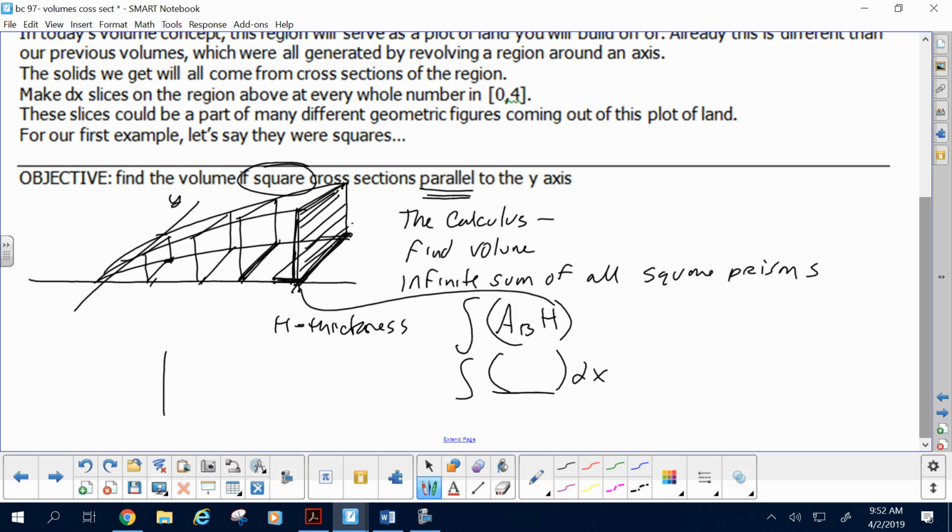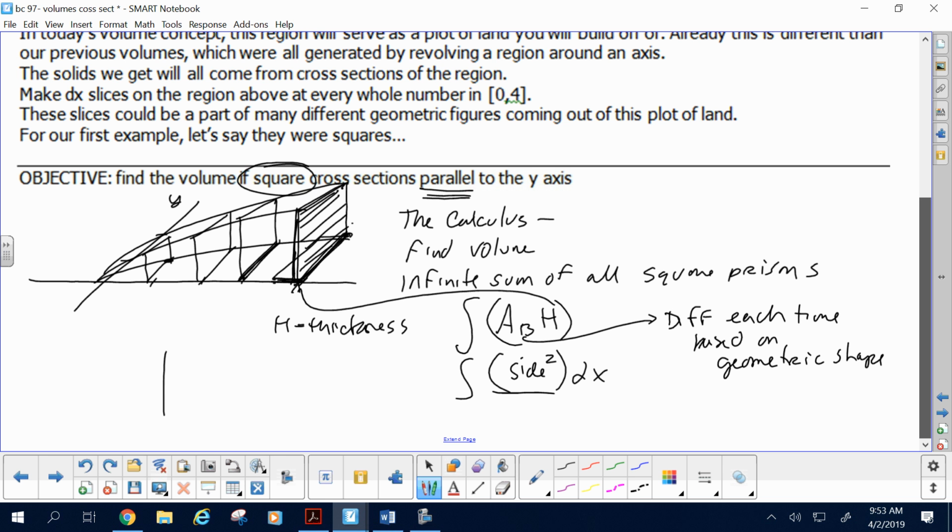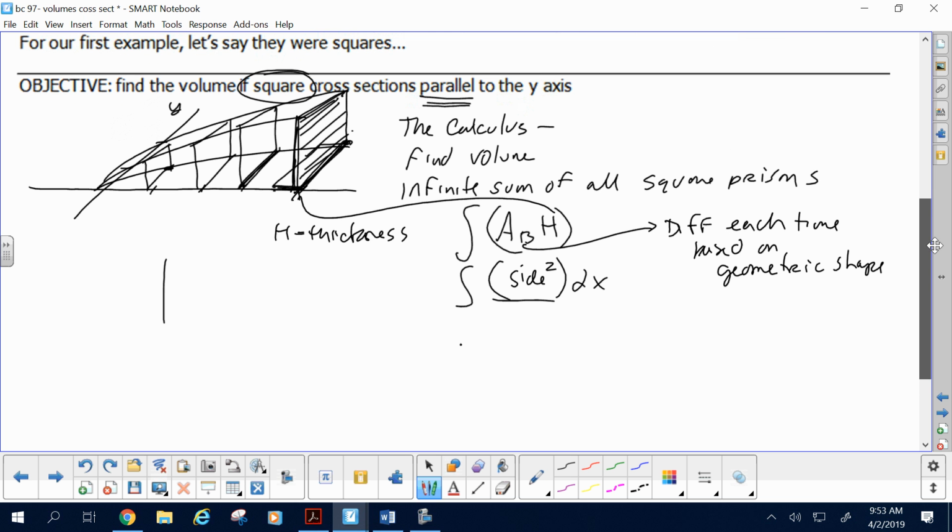The area of the base. Now this will be different each time based on the geometric shape. For this problem, it's a square. And so we know that the area of the base, when it's a square, is just whatever the side is squared. You follow? Oh, don't put x there, obviously, because it's not just whatever the x is. It's a little more complicated than that. Stop me if you have a question. This is definitely new and sometimes confusing, and I don't always explain things well. So if you have a question, jump in.